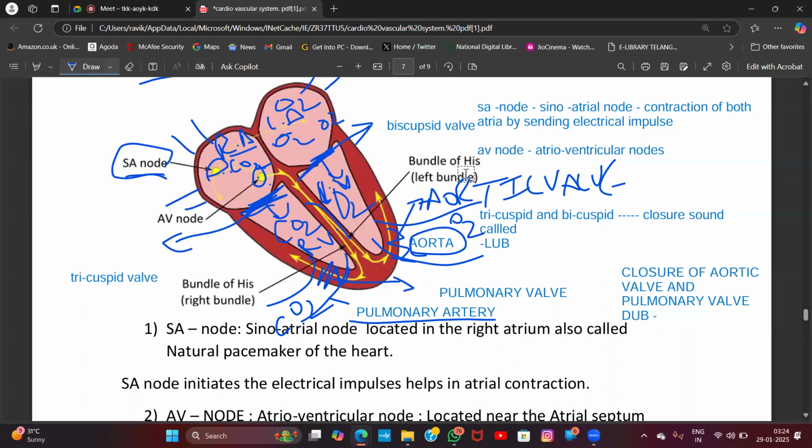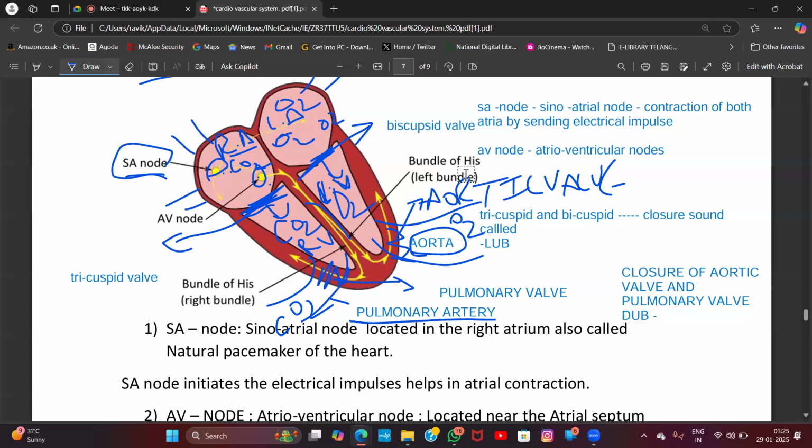Okay, how many nodes does the heart have? Two nodes. What are they? SA node and AV node. What is the SA node? Sinoatrial node is called the SA node. Atrioventricular node is called the AV node.